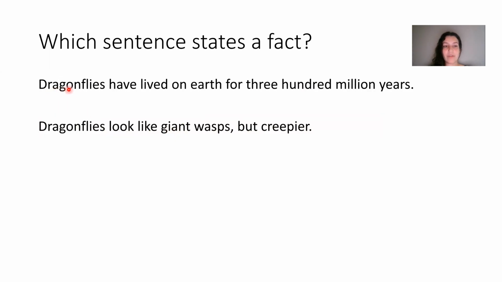All right. Another example, dragonflies have lived on Earth for 300 million years. And dragonflies look like giant wasps, but creepier. So let's look at the first sentence. Dragonflies have lived on Earth for 300 million years. Could this be proven to be true? It could be if scientists find fossil imprints of insects and date how old they are based off of carbon dating or what type of sediment it's embedded in. So this could be proven true by scientists. So that is a fact, but let's confirm that the other is an opinion. Dragonflies look like giant wasps, but creepier. The key here is the creepier. Whether or not something is creepy is an opinion, and it cannot necessarily be proven to be true.